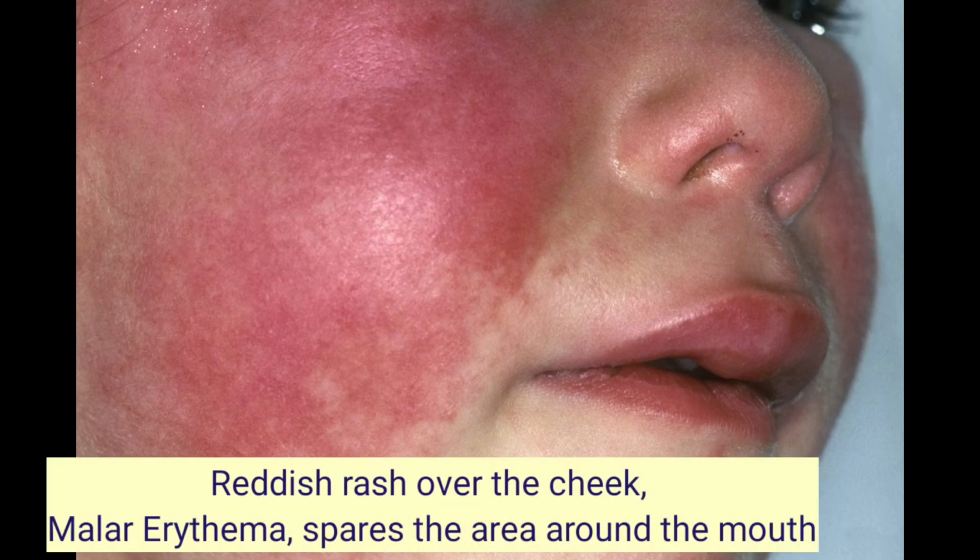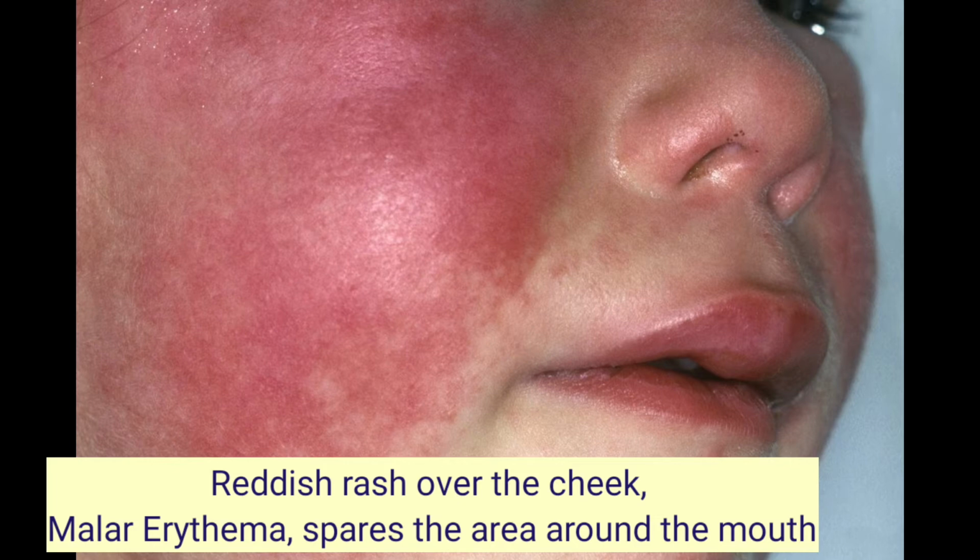Before the era of antibiotics, Streptococcus bacteria used to frequently cause scarlet fever. Scarlet fever is also known as scarlatina. Scarlet fever produces a characteristic rash throughout the body.